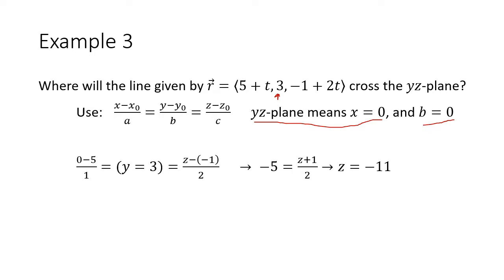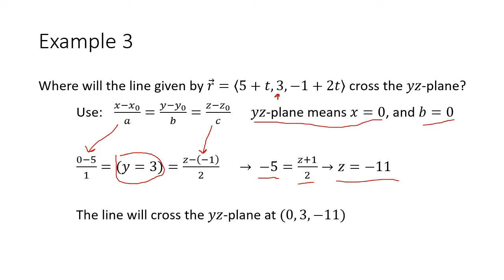So again, plug in a 0 for x right there, and when I simplify that, I get -5. Like I said in the middle, we know that y equals 3, so we can kind of just save that value and almost ignore it. And then when I plug in the values for z, z minus -1 divided by 2, well, that's z plus 1 over 2. And again, I know that these have got to be equal to each other. So we can solve, multiply by 2, subtract 1. I get my value for z equals -11. And again, work this out on your own. And now we know that the line is going to cross the yz plane at 0, 3, -11.